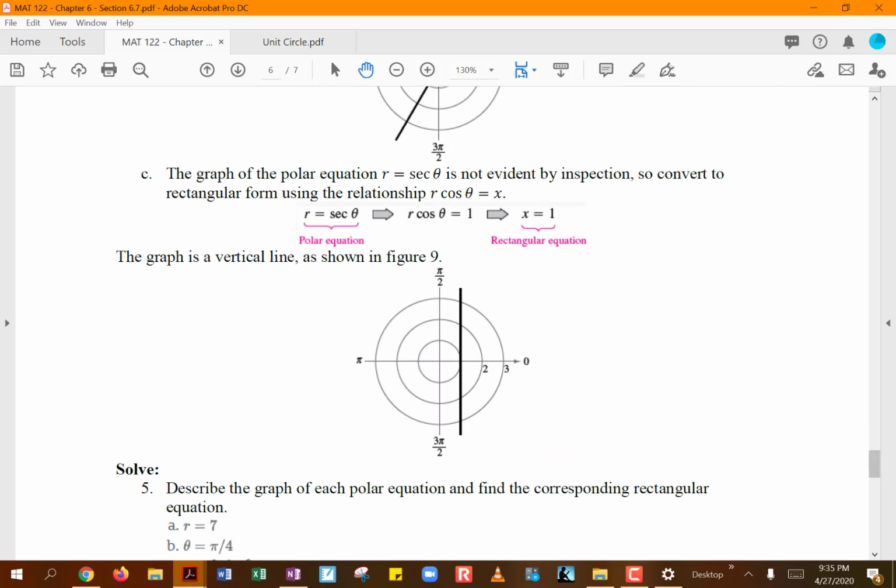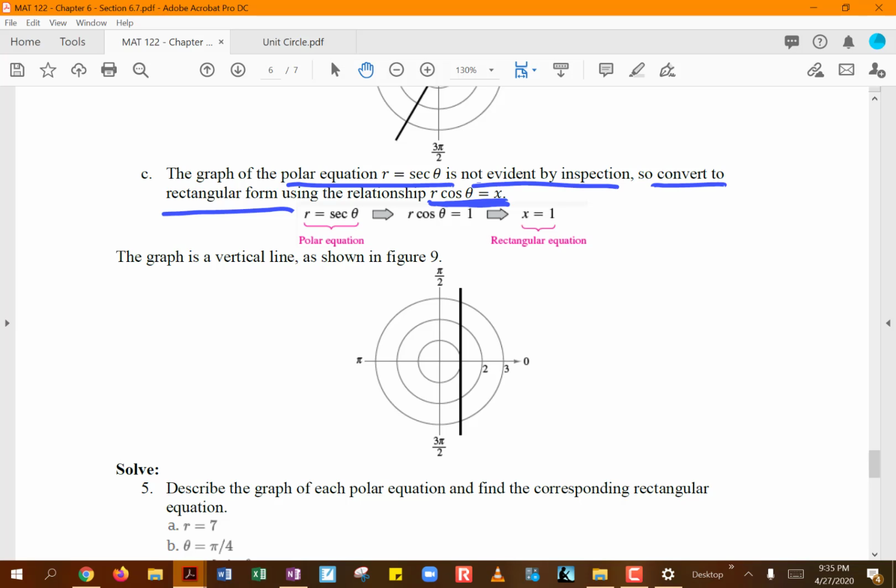Alright, let's look at a different version now. So here they're saying if the graph of the polar equation r equals secant theta is not evident by inspection, because, I mean, just by looking at r equals secant theta, how do you know what that graph is going to look like? So they are saying for equations like these, it is better to convert them to rectangular form by using this relationship right over here, r cosine theta equals x.